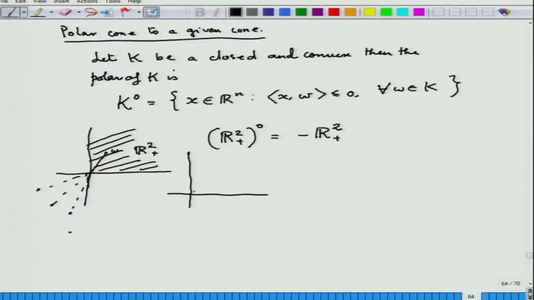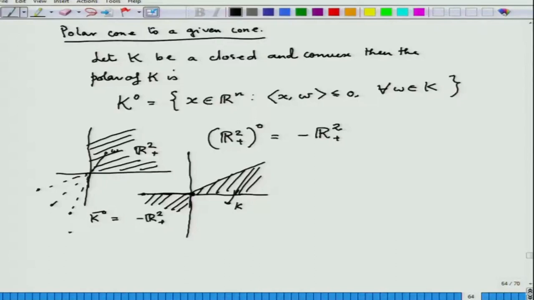Suppose you take any cone like this, so you have to find points which will make an obtuse angle, it cannot make an acute angle. You take any point here, it is making an obtuse angle. Here again, for this particular cone, where I have just drawn a line and rubbed out the other part, it is still again minus R2+. So, if you take this as K, then this is again K polar.